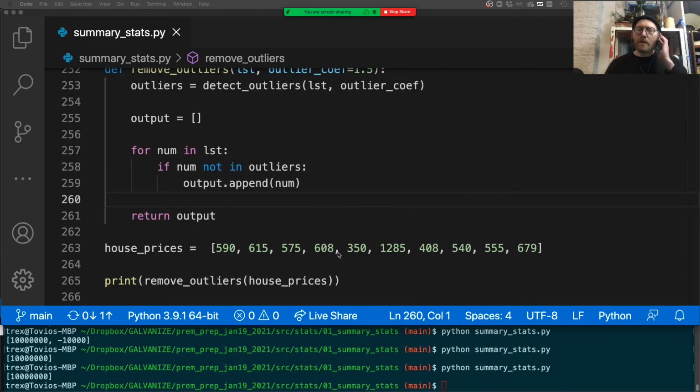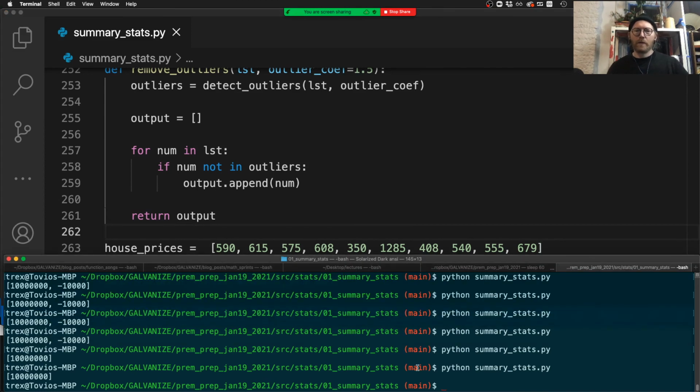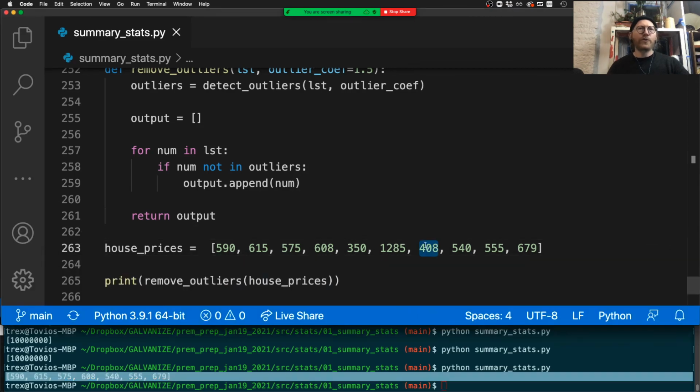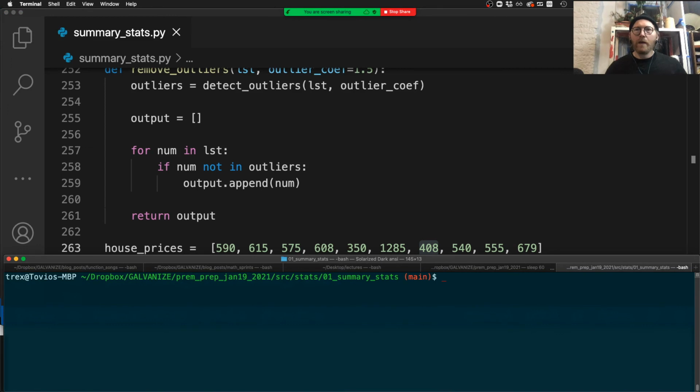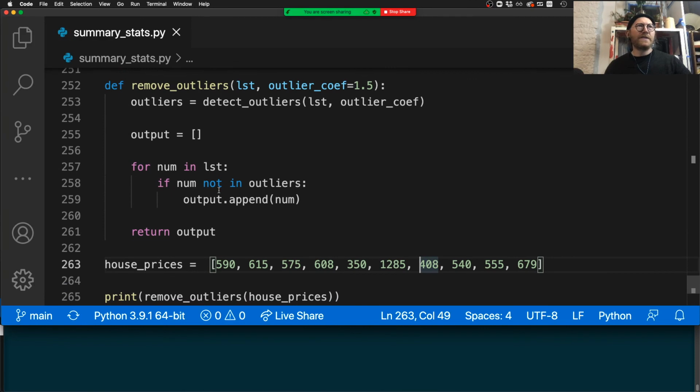Okay, yeah. At least 1285, and I think 350. 350 kind of looks like an outlier as well. So let's find out. Yeah. So when we remove outliers, we are getting a list back that doesn't have 350 or 1285 in it. Oh, and 408, actually. Okay. Yeah, we're also removing 408. Cool. So hopefully that function is not too hard to understand.